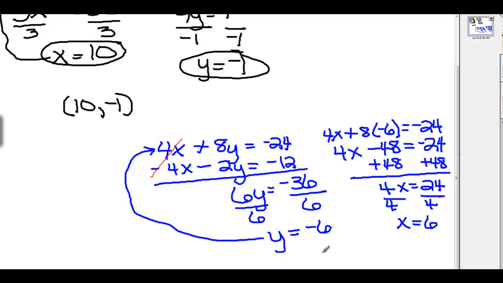And then my solution is 6, -6, with x being 6 and y being -6. If you write them as an ordered pair, remember always to write your x first and then your y. And again, some teachers will have you write them as an ordered pair. Other teachers are fine with you just leaving them as an x and a y.